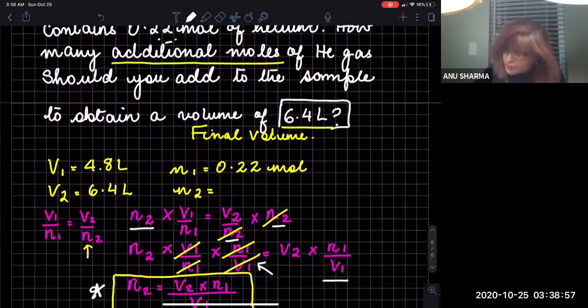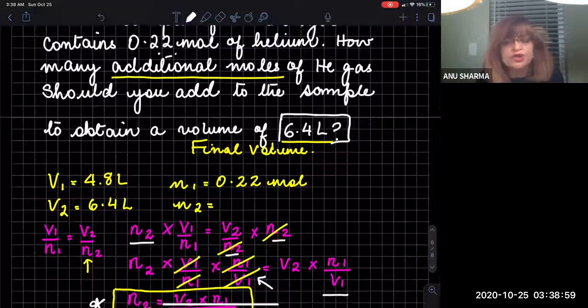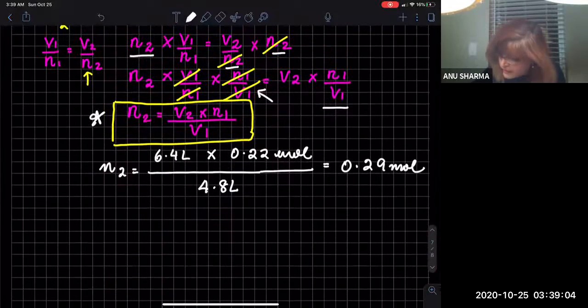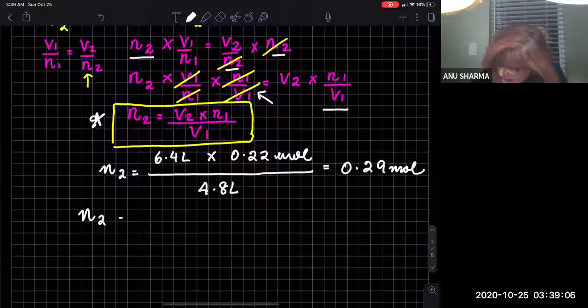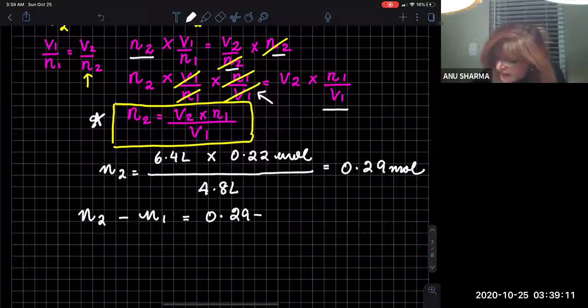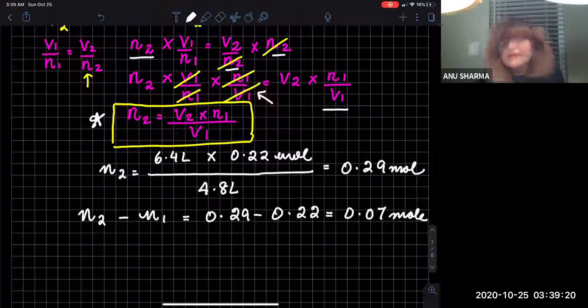But now the question was, how many additional moles of helium gas did you add? So you're going to take your final, which is N2 minus N1. So that is 0.29 minus 0.22 moles. And that is going to give you 0.07 moles. So that's the additional helium moles that you are going to add in order to make the final volume 6.4.